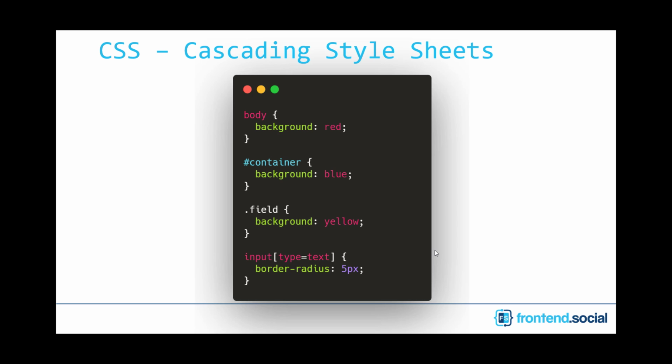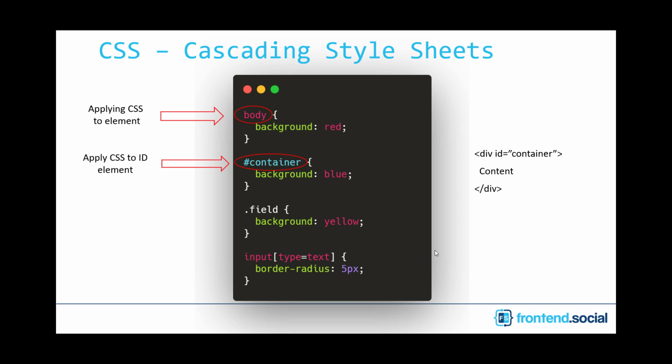Let's look at cascading style sheets. Basically, you will be writing rules based on selectors, and we will see what the selectors are in a moment. When you want to apply CSS to an element, you mention the element tag or element name and then the rule. You can see on the right-hand side we have a body and a div with content. So the background of the body will change to red. If you want to apply CSS to id equal to container, just mention hash and the ID name. Here we mentioned #container, and whatever element matches that rule will change its background color to blue.